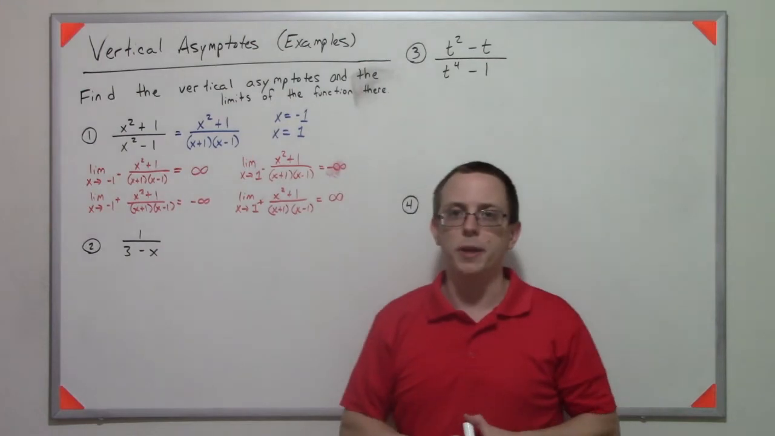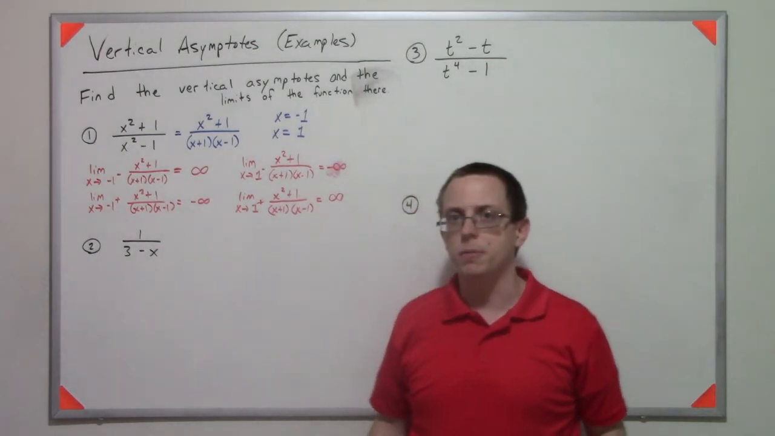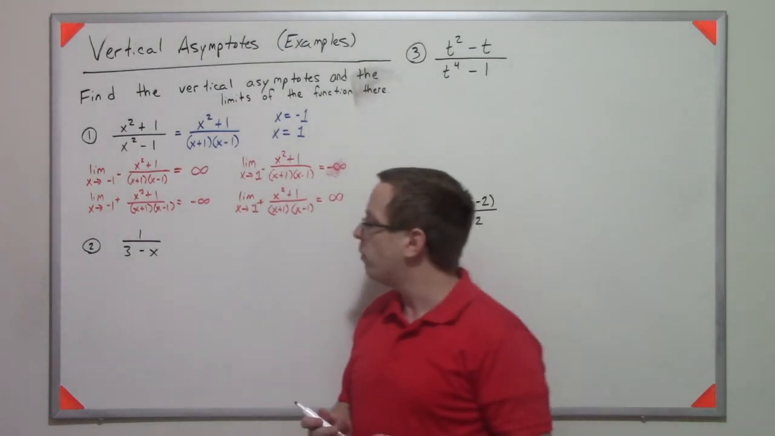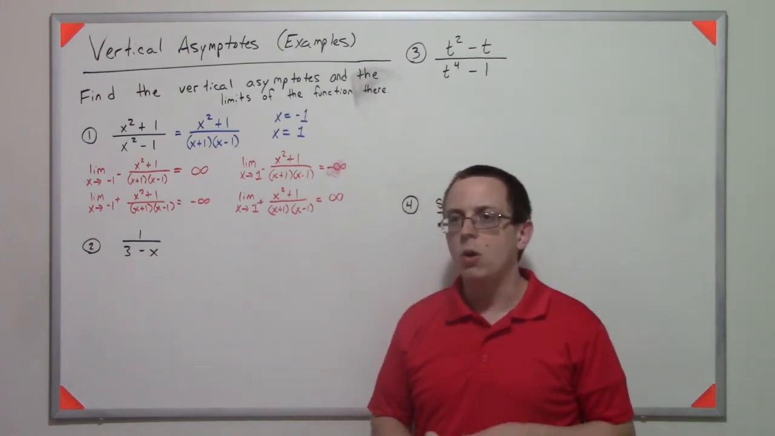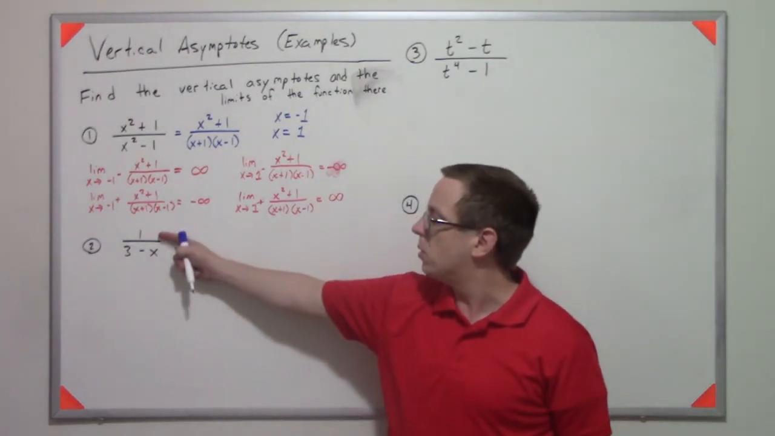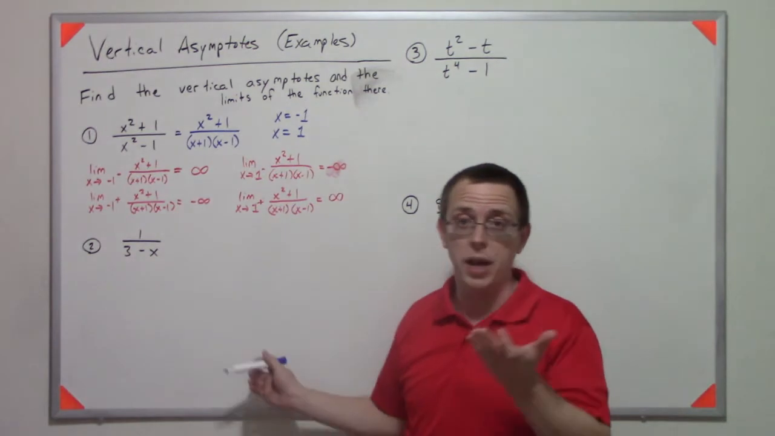Let's keep on rolling. The second one's a little easier. We have 1 over 3 minus x. So this is never 0 on top. So this is only 0 when x is equal to 3.